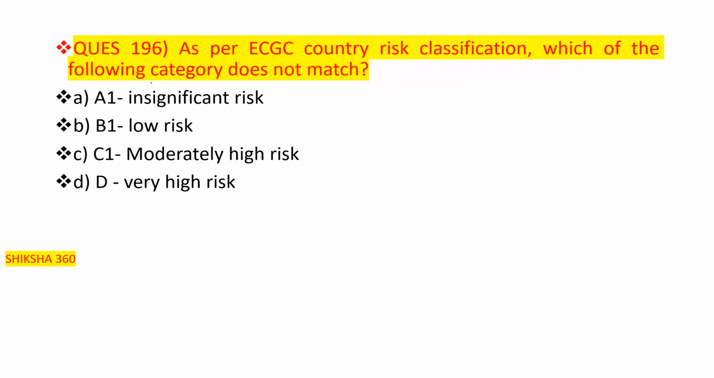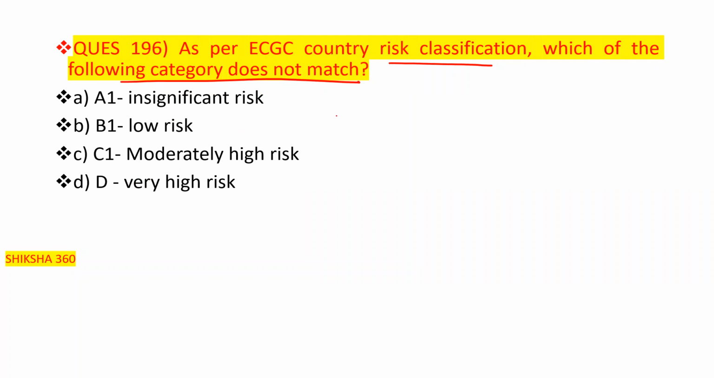Question number 196. Very important question. We have to discuss it in detail. As per the ECGC country risk classification, which of the following categories does not match? A1 insignificant risk, B1 low risk, C1 moderately high risk, D is very high risk.